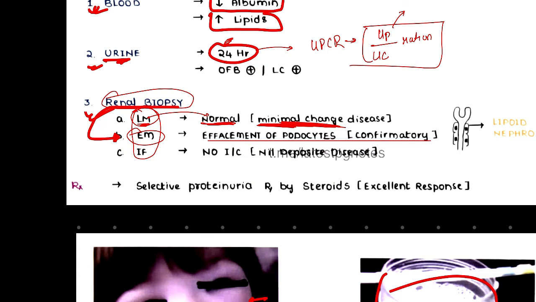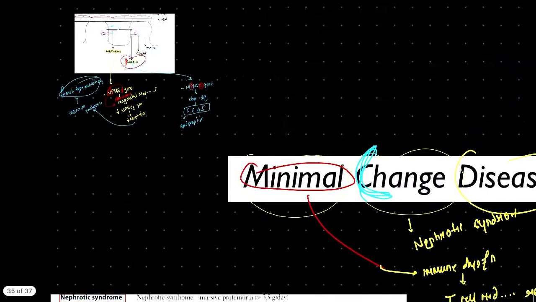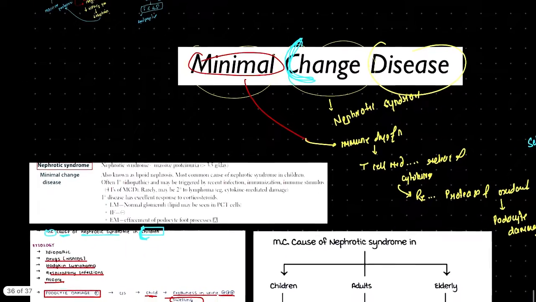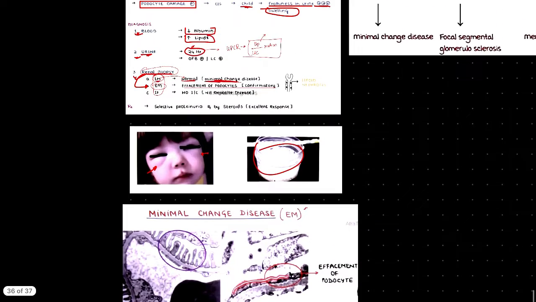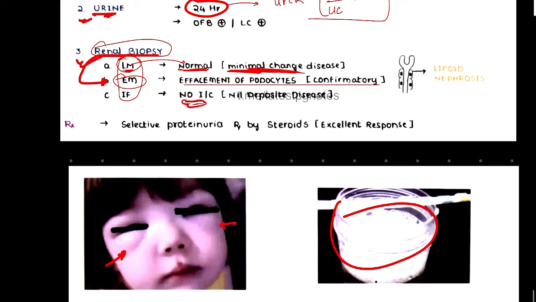Now talking about immunofluorescence, here in minimal change disease, it is immune dysfunction, but there will not be the formation of immune complex. There will be no immune complex formation. As there will be no immune complex formation, there will be no finding in immunofluorescence, right? And it is also called nil deposit disease because there is no finding in immunofluorescence.